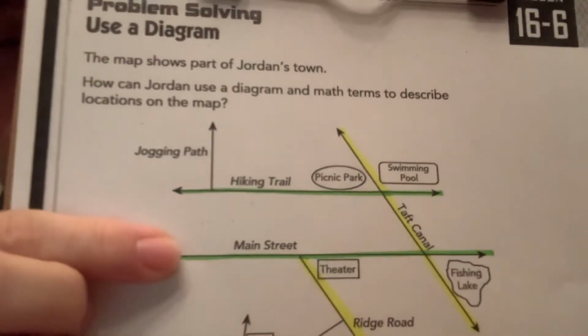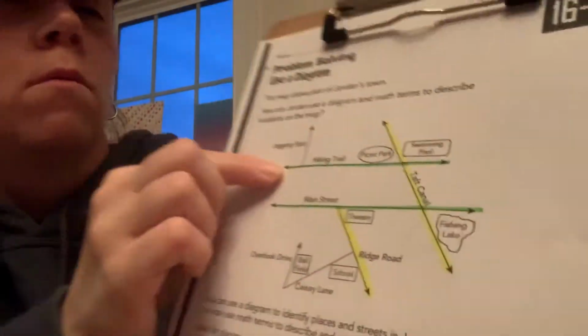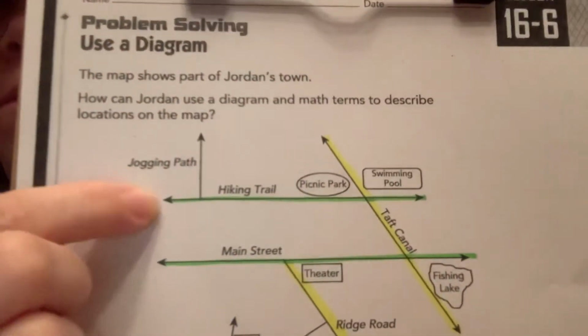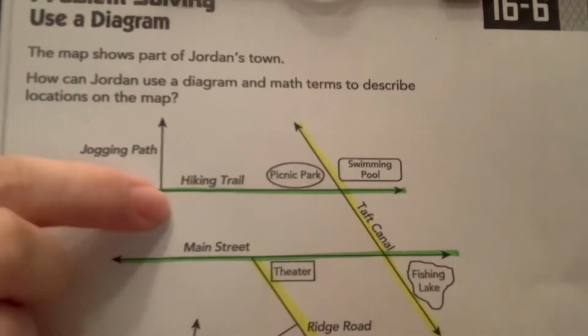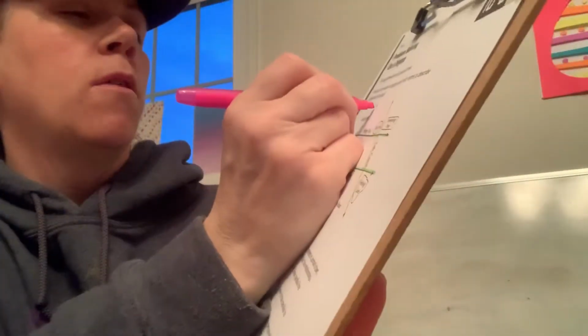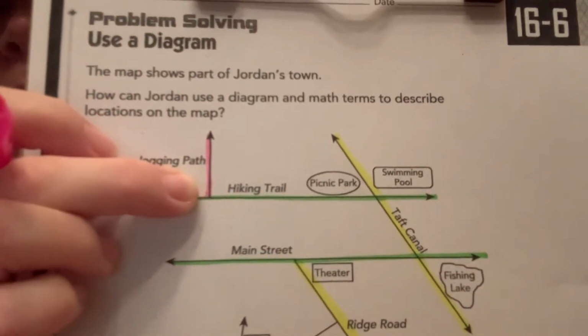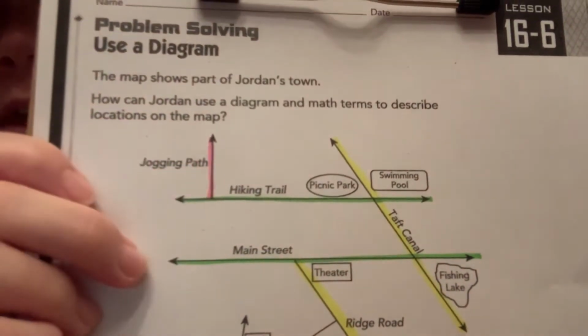Number two, what other features appear to be perpendicular? Explain why they appear to be perpendicular. Well, there's quite a few that appear to be perpendicular on here. So let's go back to our map and let's look at the hiking trail and the jogging path. You have the hiking trail here in green and the jogging path right here. And I'm going to highlight that one in pink. Those appear to be perpendicular. That means that they would appear to make a 90-degree angle right there.